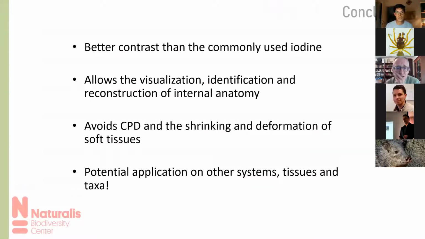So with this, we can conclude that PTA indeed provides a much better contrast than the commonly used iodine staining, that it allows the visualization, identification, and reconstruction of the internal anatomy, in particular for us, for the visual pathways. But it does so avoiding critical point drying and the shrinking and the deformation of the soft tissue that comes with it. And also, of course, it has a lot of potential applications in other systems and tissues, such as respiratory systems, digestive systems, venom glands, among many others.